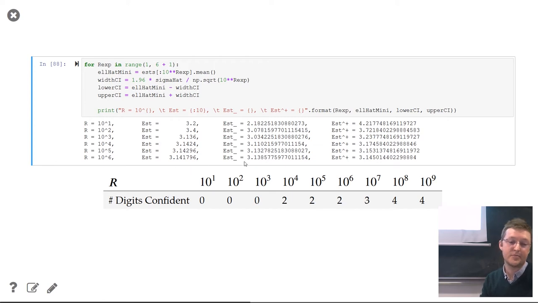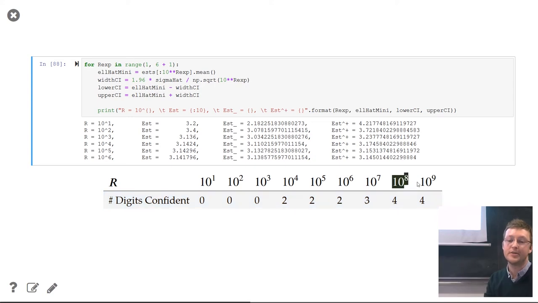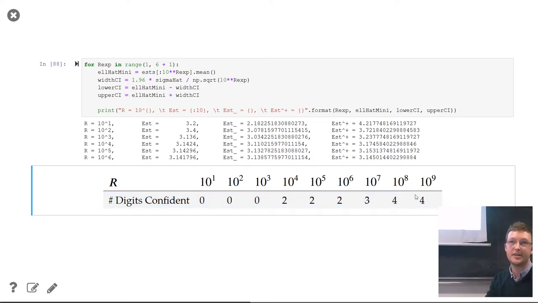By the time you're using a million samples, the lower confidence interval agrees with the upper confidence interval only to two decimal places. That's what this table at the bottom shows: if you want pi estimated using this method accurate to four decimal places with 95% confidence, then you need to take quite a large sample size.